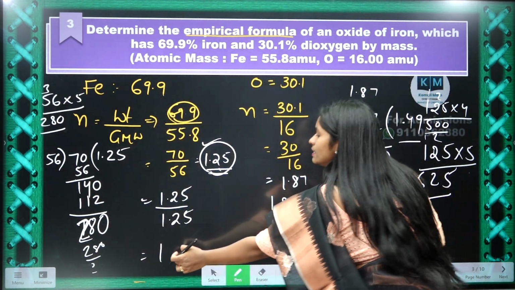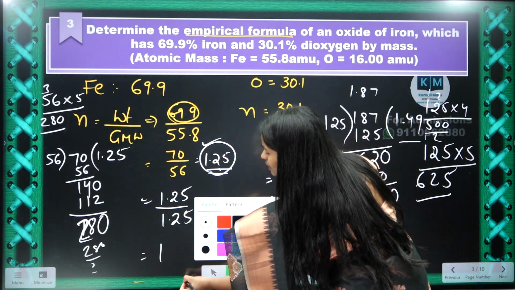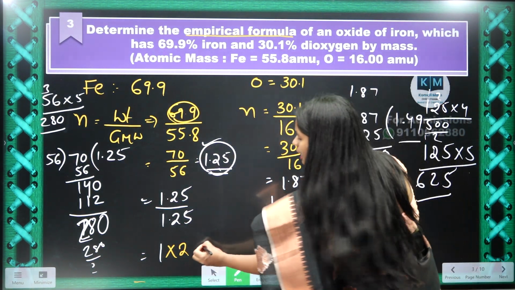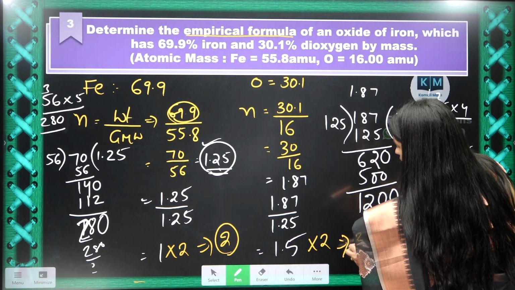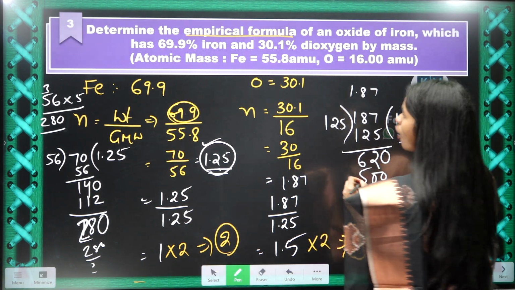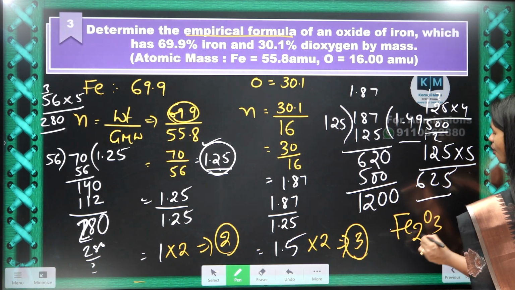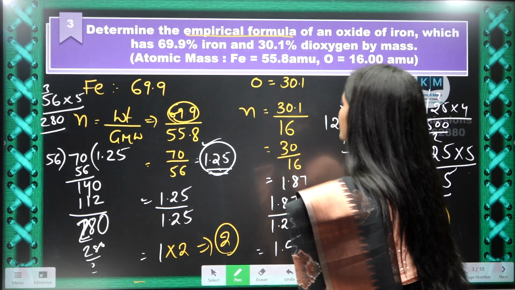So here 1 is there, here 1.5 is there. Then I will multiply this with a suitable number. Then how much will I be getting here? 2. Here I'll be getting 3. Then its formula is how much, students? Fe2O3 is the formula. Got it? Got it? Now let us see the next question.